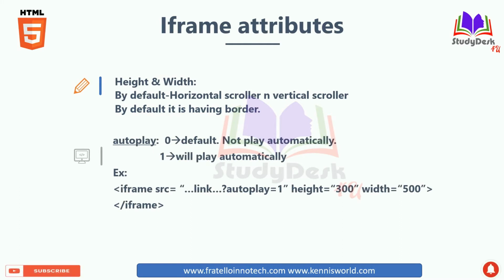And the next one is autoplay. Autoplay is used to automate the video. If you want to start your video automatically, then we can use this autoplay option. Again, this has two values, 0 and 1. 0 is the default, and 1 is for playing automatically. So if you haven't used this parameter, it does not play automatically. If you use autoplay equal to 1, it will play automatically. The syntax is, in the source attribute, after the link we need to use a question mark and autoplay equal to 1. We have to give it like this.